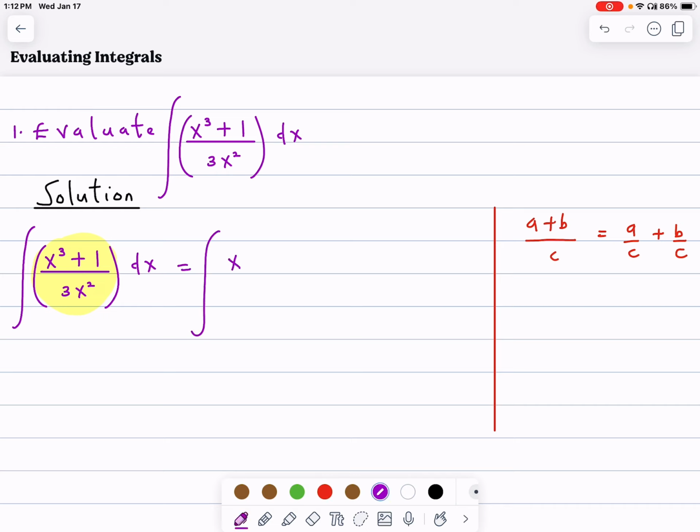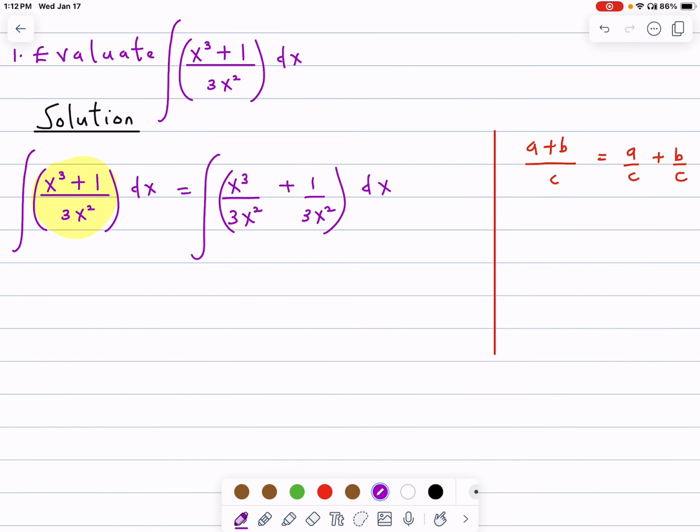x cubed divided by 3x squared plus 1 divided by 3x squared. So we just wrote the integrand in a different form, and we can use the rule of integral that says that the integral of a sum is the sum of the integrals. So this is going to be x cubed over 3x squared dx plus 1 over 3x squared dx, right?